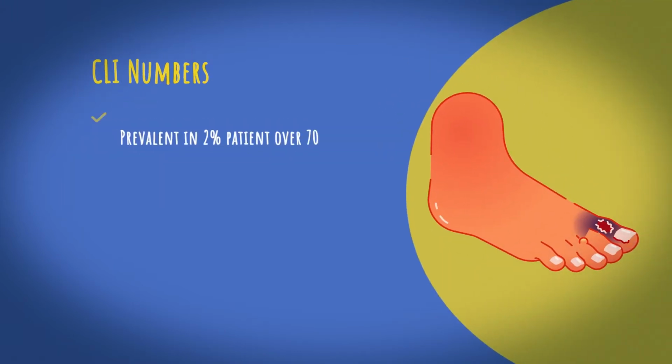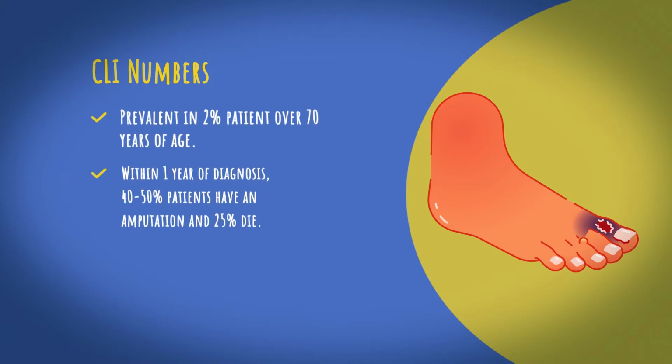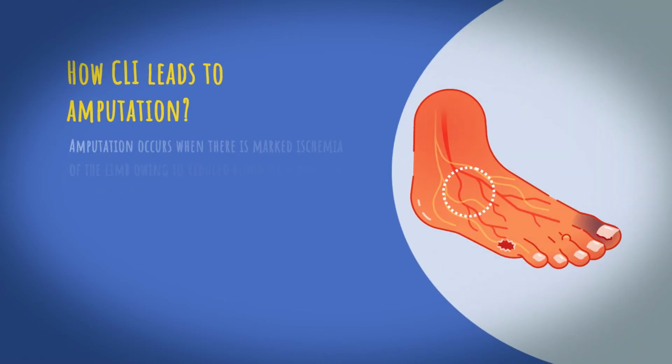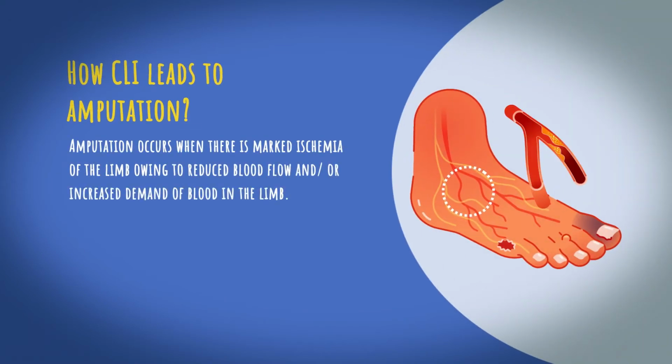CLI is prevalent in 2% of patients over 70 years of age. Within 1 year of diagnosis, 40 to 50% of patients have an amputation and 25% die. Amputation occurs when there is marked ischemia of the limb owing to reduction of blood flow and increased demand in the limb.